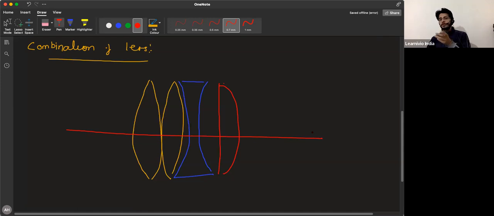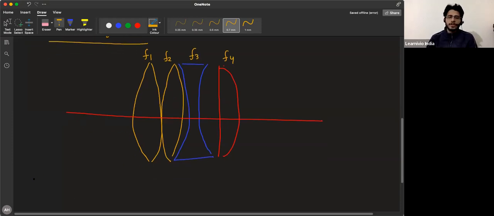There is one theory also which says how to solve the lenses when they are placed at some separation, but that is not in your CBSE syllabus. So you have lenses and they are placed back to back. There's no gap between the lenses. This is first lens having focal length f1, second lens f2, third lens f3, fourth lens f4.